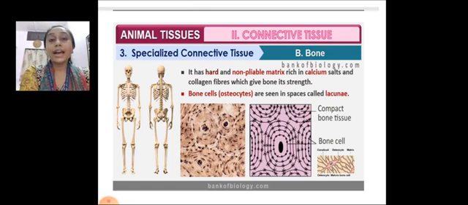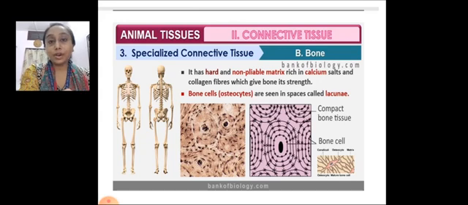The bone is hard compared to cartilage, and it is a non-pliable matrix, non-chewable matrix, because this matrix is made up of calcium salts as well as collagen fibers. The cells of the bone are called osteocytes, where chondrocytes were the cells of the cartilage. These osteocytes are present in a hole, or a space, that is called lacuna. In plural we call lacunae.